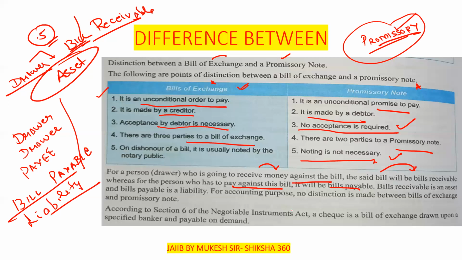For accounting purposes, no distinction is made between the bill of exchange and the promissory note. Bills receivable is considered an asset, and bills payable is considered a liability.